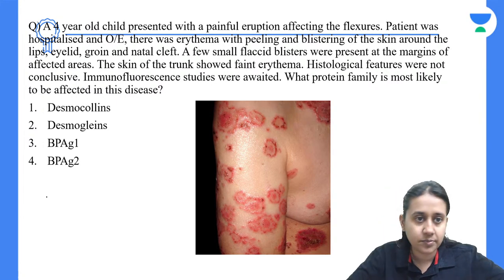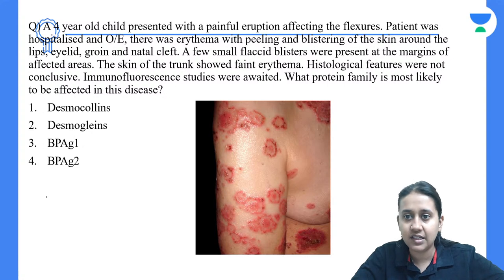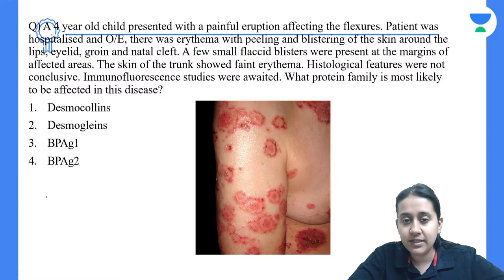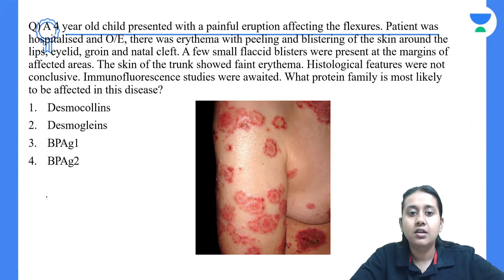Next question is here on your computer screen. A 4-year-old child with painful eruptions affecting the flexures. Patient was hospitalized and on examination there was erythema, peeling, blistering of the skin around the lip, eyelid, groin and the natal cleft. A few blisters were present at the margin of the affected area. Skin of the trunk shows faint erythema and histological features are not conclusive.